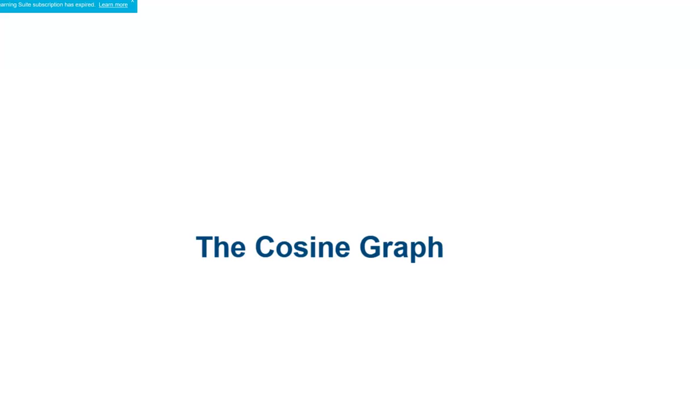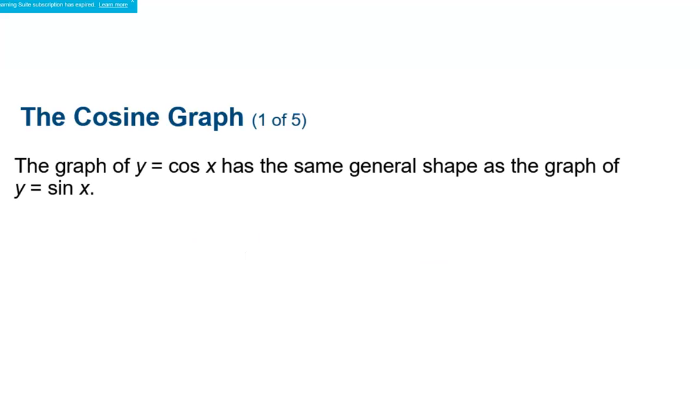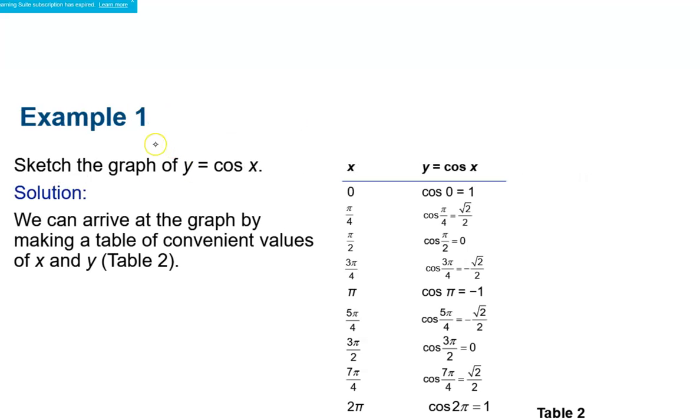This is part 2 of video 1, graphing the functions. We're going to look at how to graph the cosine function. The graph of y equals cosine x has the same general shape as the graph of sine x. We can sketch the graph of y equals cosine x by making a table of convenient values.